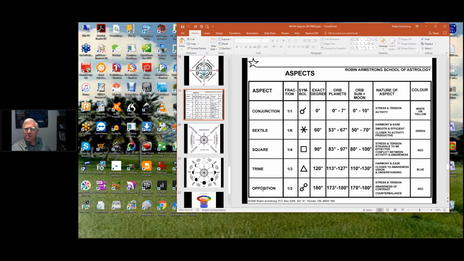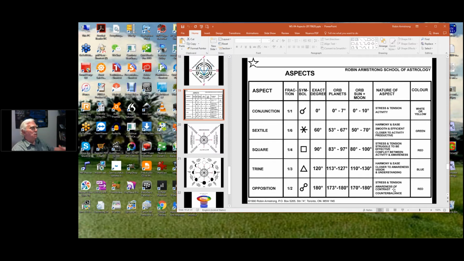The last one, the opposition, is 1/2 of a circle. So you have the whole circle, you divide it in half, 180 degrees. The symbol is two planets opposed to each other, like two circles with a line in between them. And this is a stress and tension aspect. The opposition is your awareness of contrast or counterbalance. You're caught between two things. You see two different things, you see this counterbalance or opposition, and there's stress and tension that comes from it.